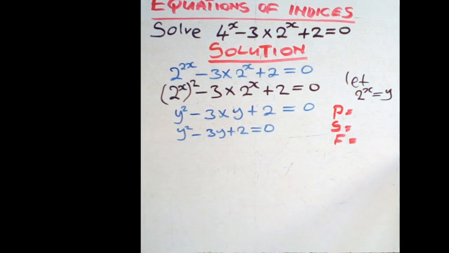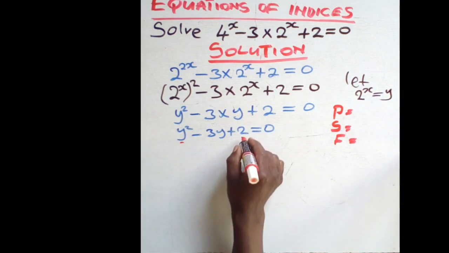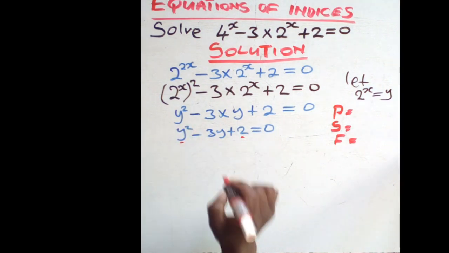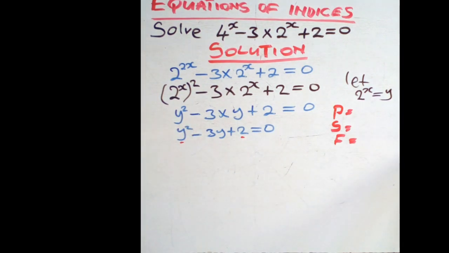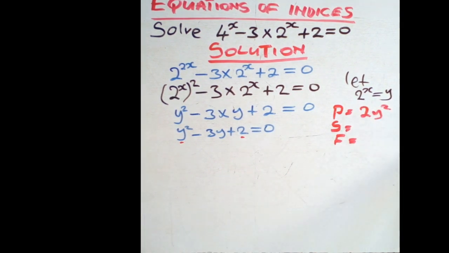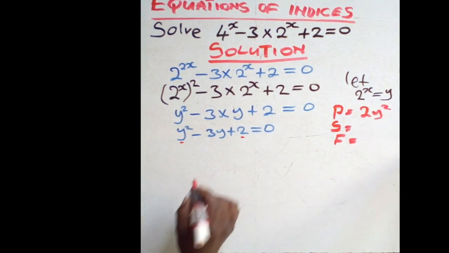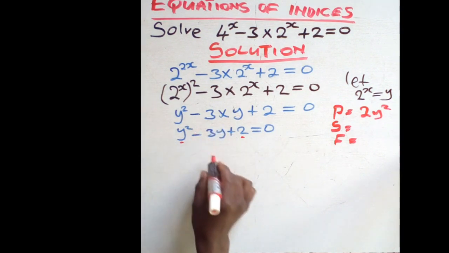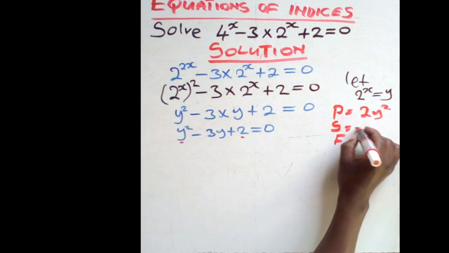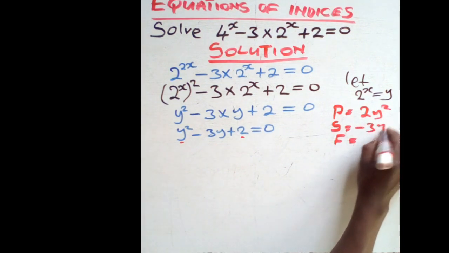So how do we get the product? To find the product, you multiply the first term times the constant. So the first term, the y squared times the 2, is actually going to give us a positive 2y squared. Then the sum is the middle term. Y is raised to the power 1. This is the term, and you pick it together with the sign. Hence we have a negative 3y.